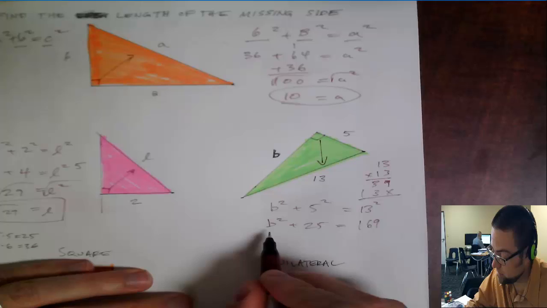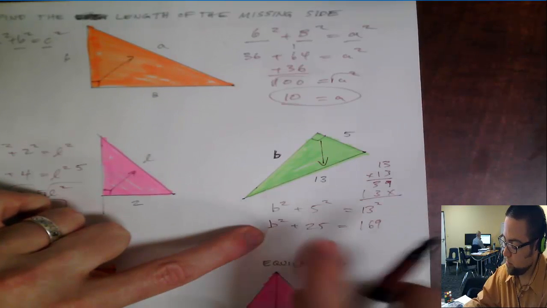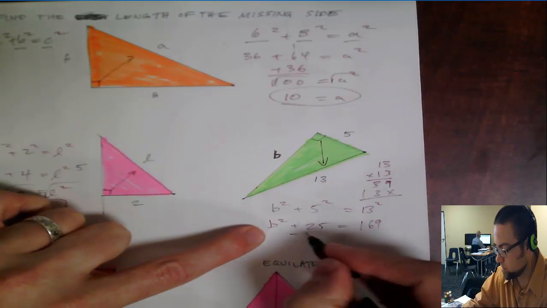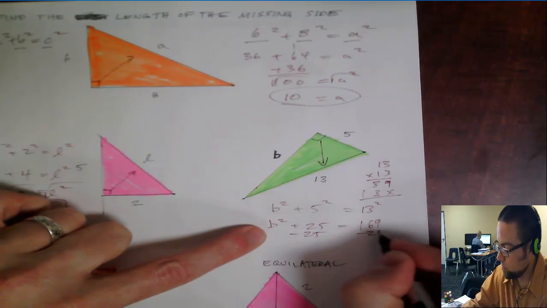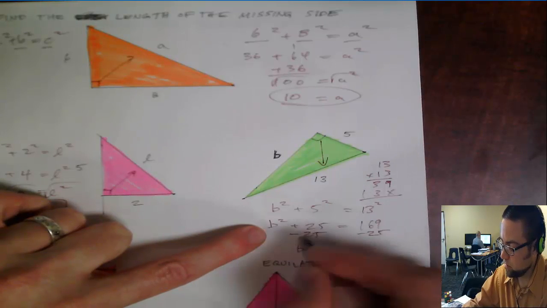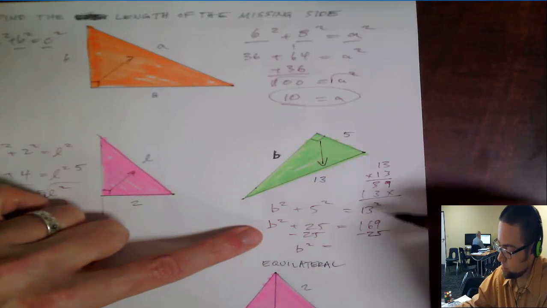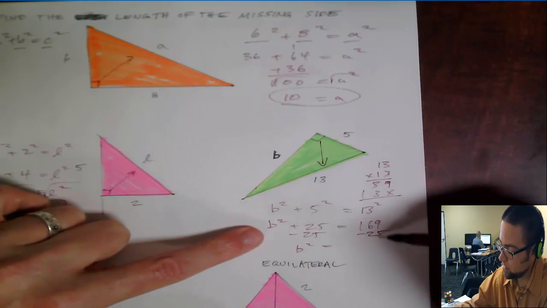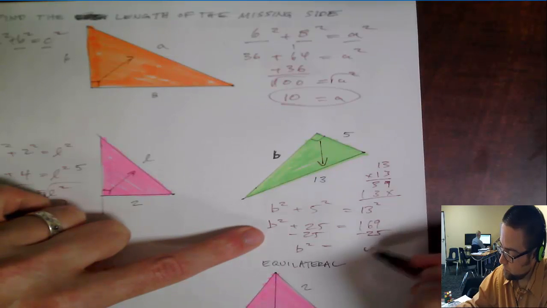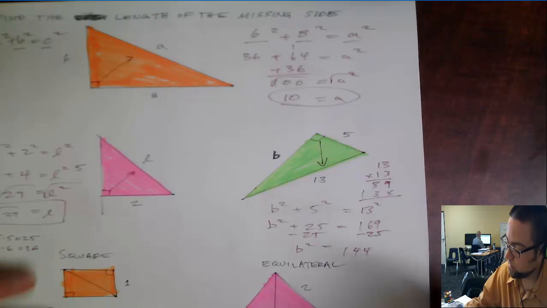Now to find b, I want to get it by itself. So to get rid of this 25, I'm going to undo adding 25. So I subtract 25 from both sides. And I get b squared plus 0, which is just b squared, equals 169 minus 25. So I subtract 25 away from 169. So 9 minus 5 is 4. 6 minus 2 is 4. And a 1. So I get b squared is 144.